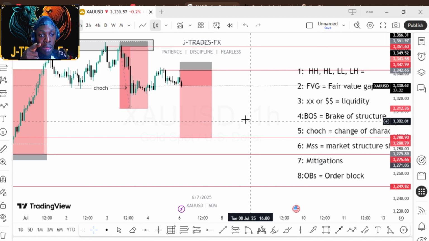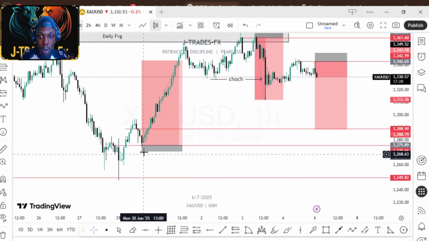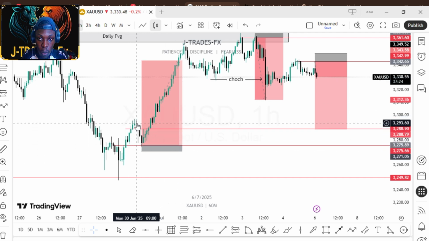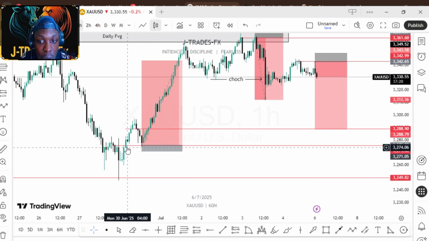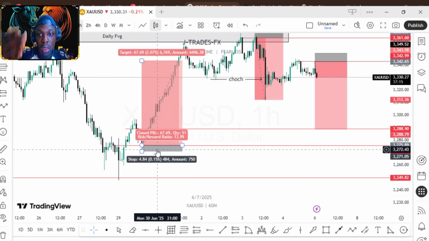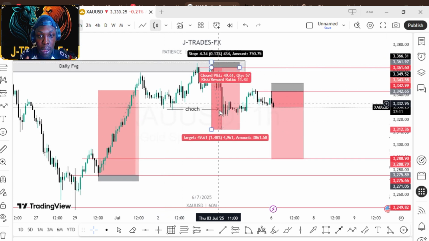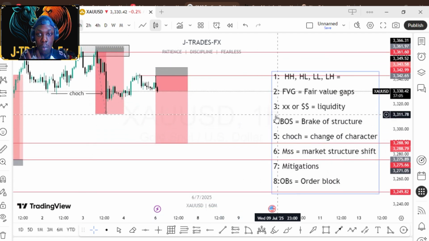Then mitigation means when the order block has been tested and the order block has played out. You can see the market went up, came back to this order block. Now the market has played out, so this order block is mitigated. When the order block has played out, it's called mitigation. This order block is mitigated because it has played out to the expectations of the market. You understand? It has played out. That's what we call mitigation.